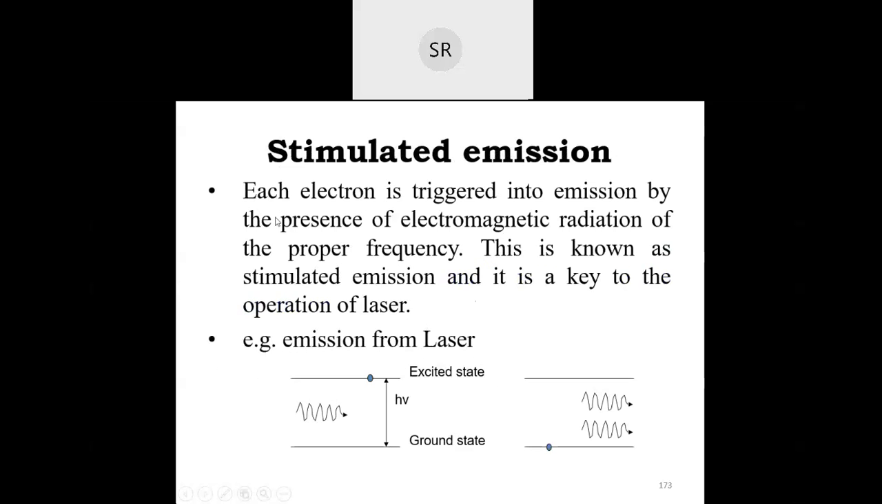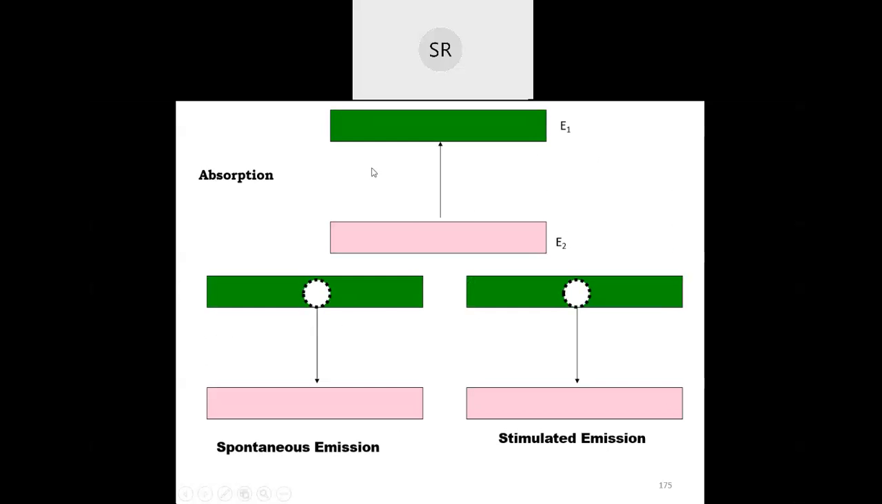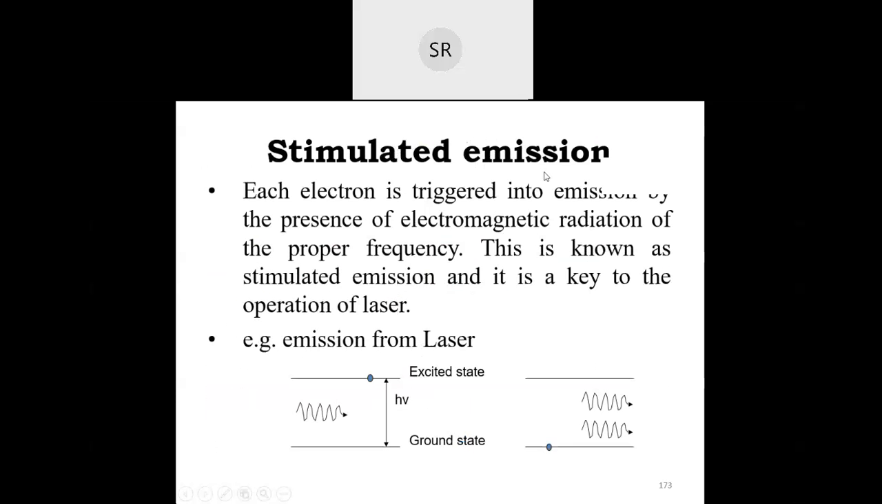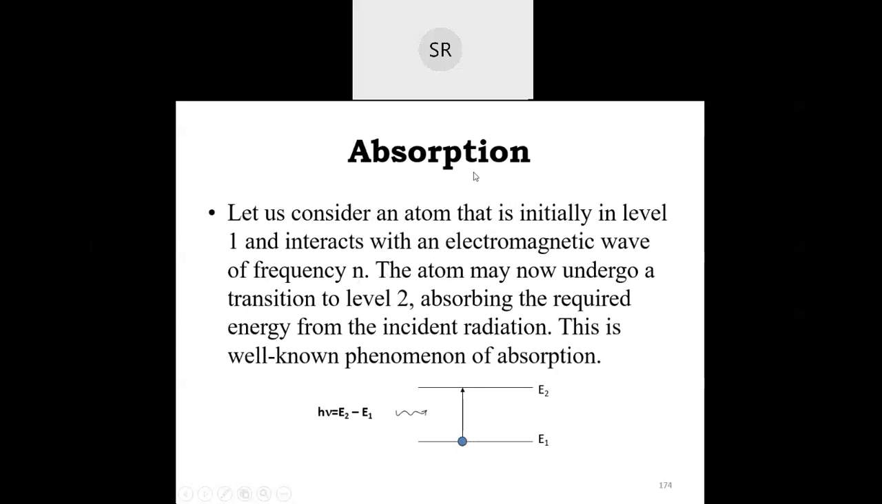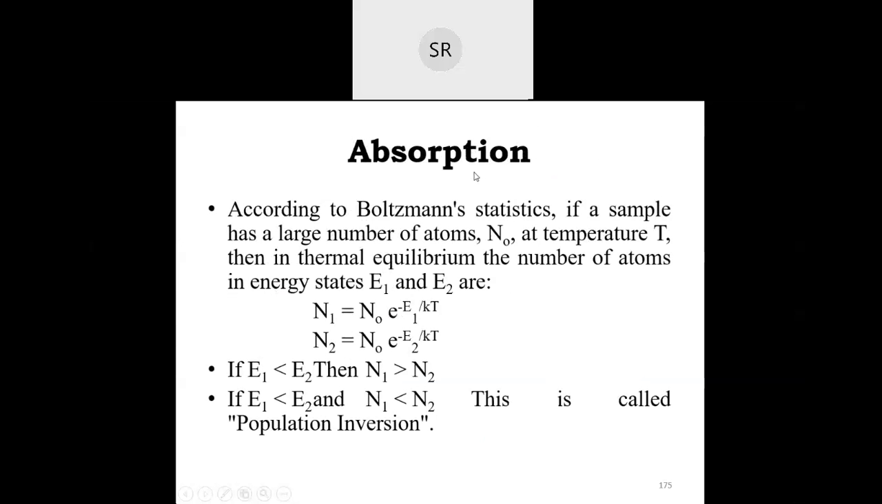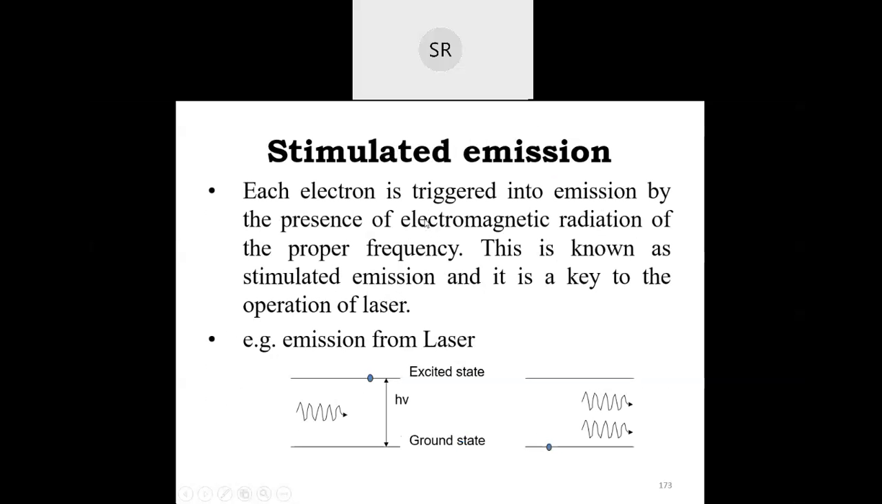So there are these phenomena: spontaneous emission, stimulated emission, and absorption. Now, spontaneous emission means what? We apply the energy, and in spontaneous emission the electrons will no longer be available in that excited state for that particular period.